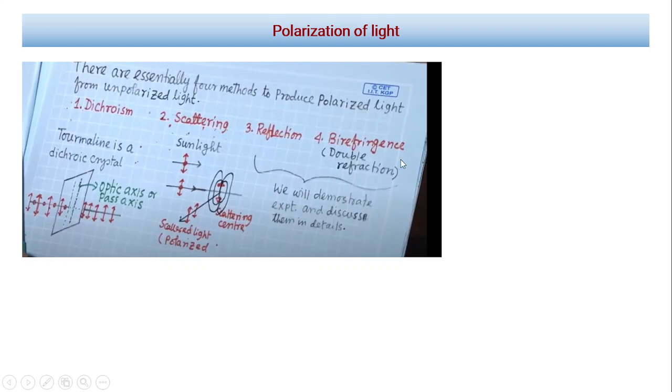In reflection and birefringence, we make the material in such a way, or we follow certain conditions, so that we get polarized light.